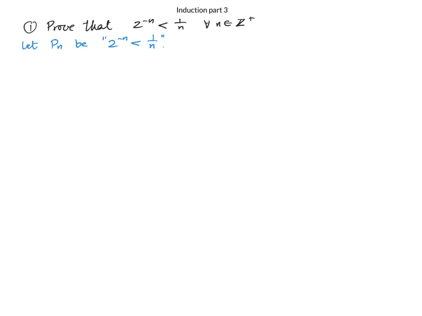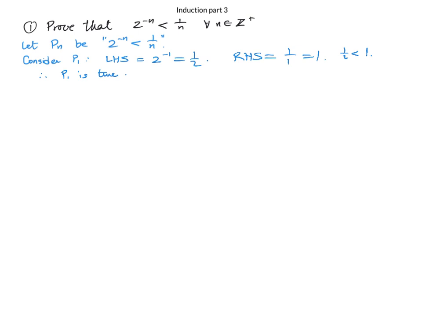And now consider P(1). The reason I'm starting with P(1) is because I'm dealing with n in Z plus, so 1 is the first number there. The LHS of 2 to the negative n less than 1 over n is 2 to the negative 1, which is 1/2. And the RHS is 1 over 1, which is 1. And we can say 1/2 is less than 1. Therefore, P(1) is true. Okay, so we proved P(1).